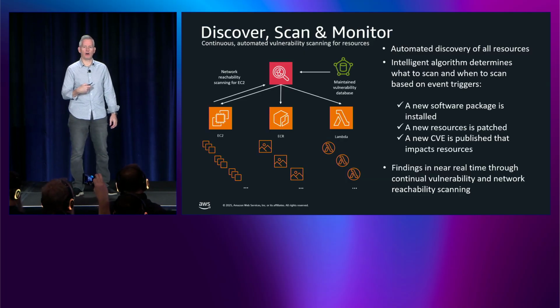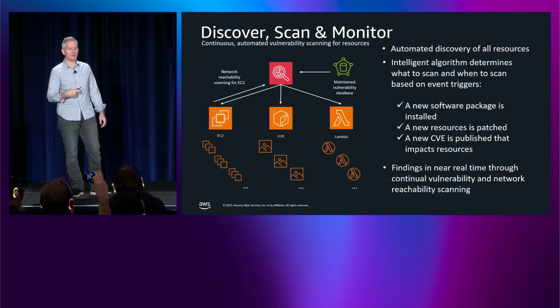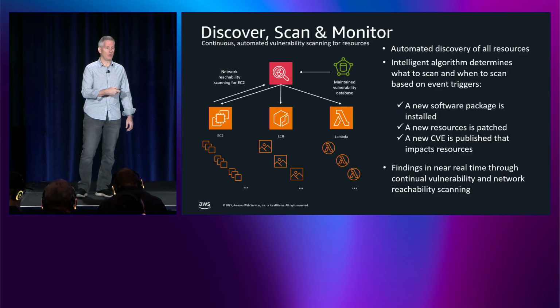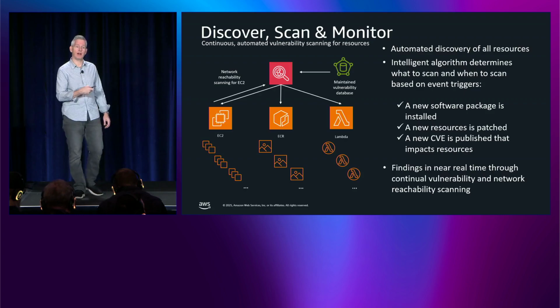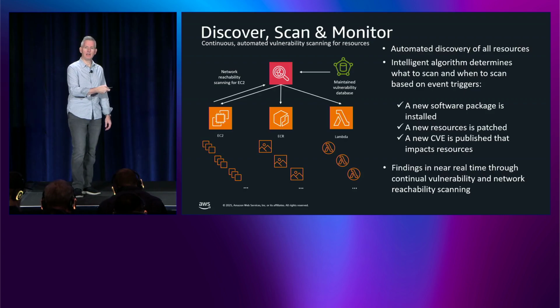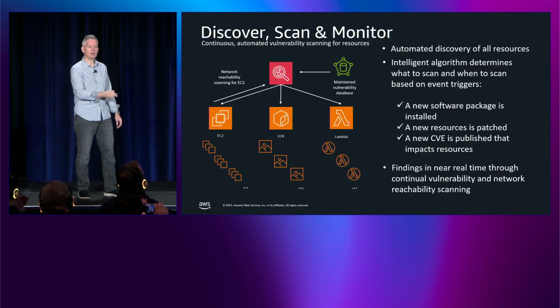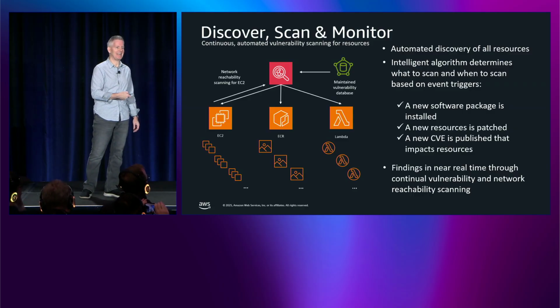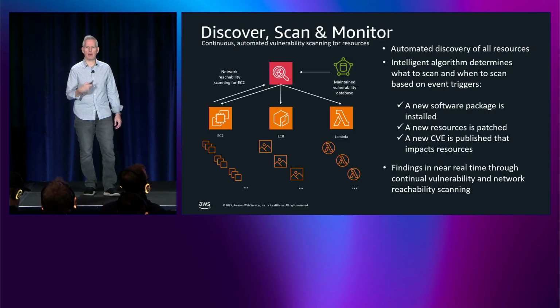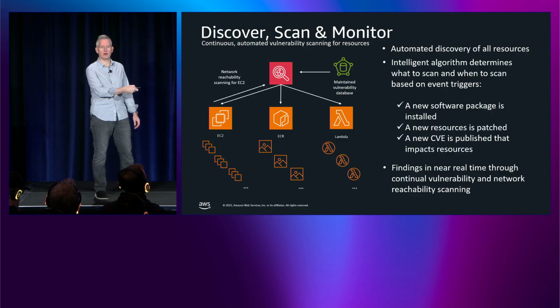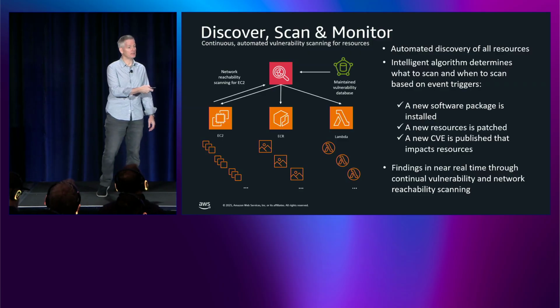Amazon Inspector is also intelligent. We talked about one of the challenges of traditional vulnerability management, where you as a customer have to decide when you're going to scan. You don't know if you're catching everything. Here, Inspector monitors your environment and scans when it needs to scan. If a new resource is launched, Amazon Inspector scans it. If you install a new software package on a resource, Amazon Inspector scans it.